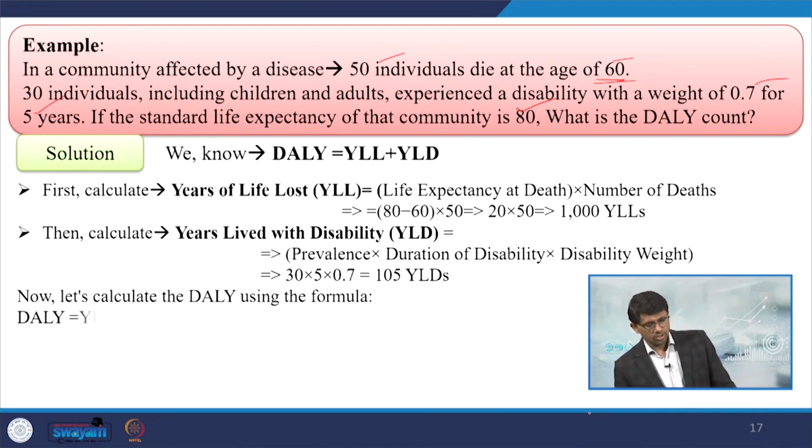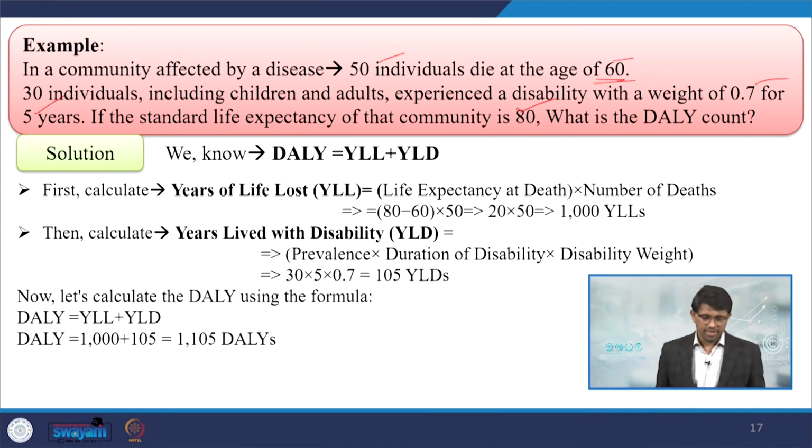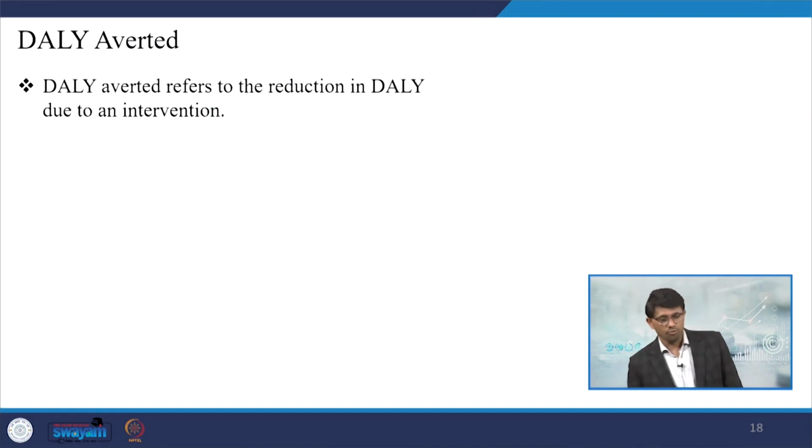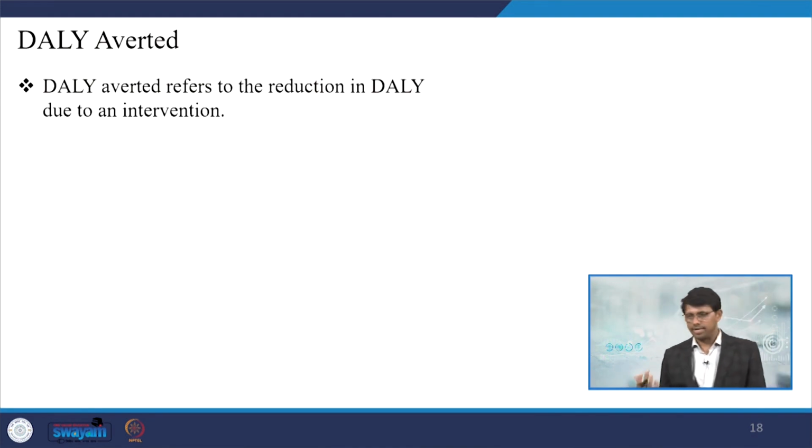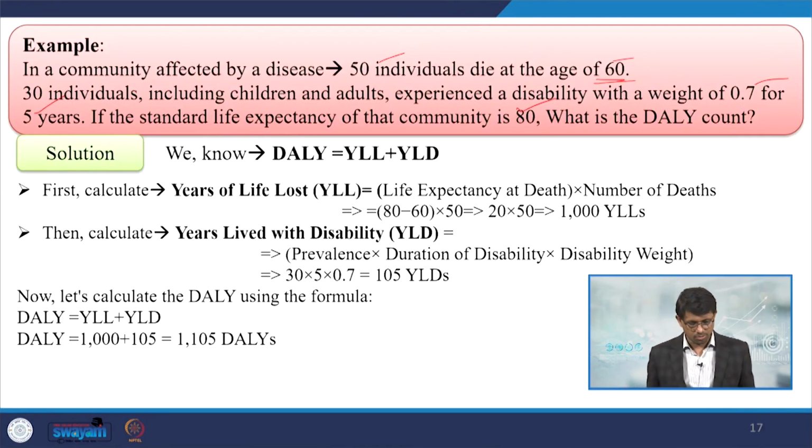So YLD is also given. Given these figures, we can calculate by just adding these two. We will find that 1105 is the DALYs. So the obvious question is how to avoid these DALYs when DALYs are considered to be higher in number.